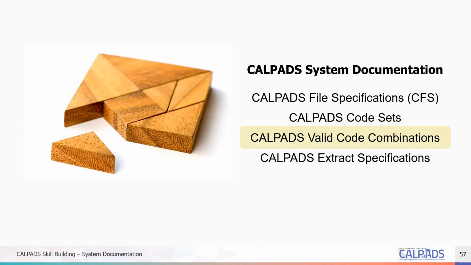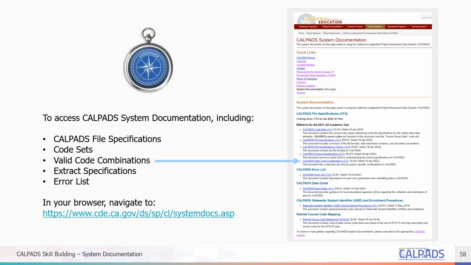Let's move on to discuss the CALPADS valid code combinations document. Our objective for this lesson will be for you to understand the purpose and intended use of the valid code combinations document, where you can locate it, and how to navigate the valid code combinations document effectively.